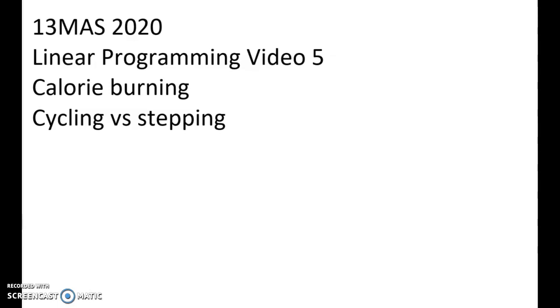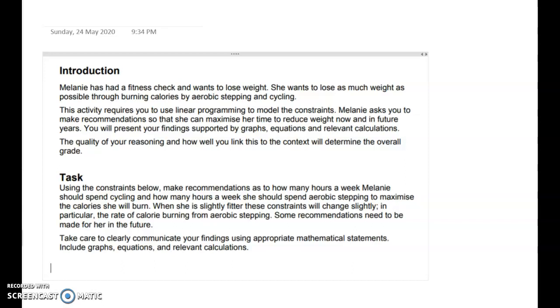This is an old practice task that I haven't seen before, and it's about Melanie, who has had a fitness check and wants to lose weight by either cycling or doing aerobic stepping, right? So don't blame me, I didn't write the context, I don't particularly like it. But anyway, Melanie is choosing between doing stepping and doing cycling. And she's a geek, so she's doing it with linear programming.